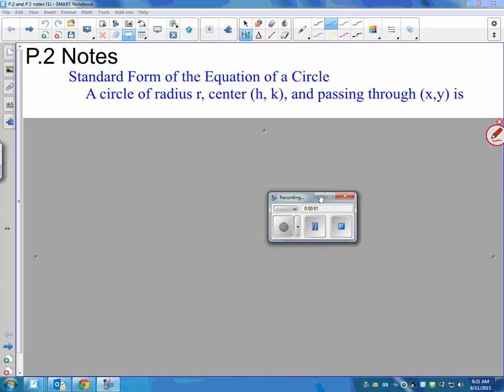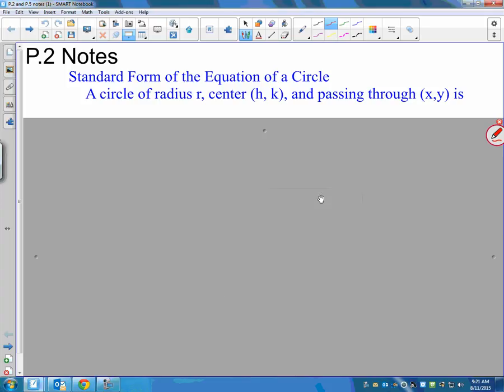Because this book talks about circles as they randomly get thrown in with other sections, and you didn't do circles in Algebra 2, which means it's been since geometry since you talked about circles. And I just want to remind you of the equation. So remember that if you have a circle of radius r, and its center is h, k, and it passes through any given point x, y, that there is a form of that equation.